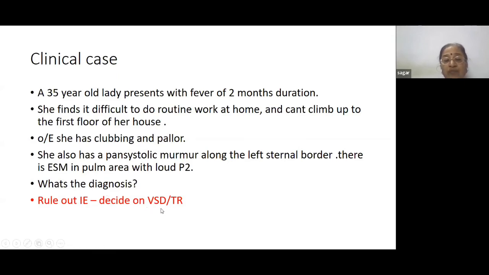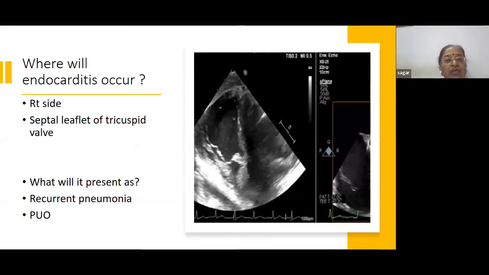That is when you have to decide whether it's a TR or a VSD. But if it is a TR, then you have to think why she has pulmonary artery hypertension. So that is why we will go more in favor of a VSD in this problem. Otherwise, it's difficult to differentiate. Of course, you can look at variation with respiration. So what I want to emphasize is that infective endocarditis is an important complication of a VSD. Now, where will that infective endocarditis occur? It will occur on the right side.